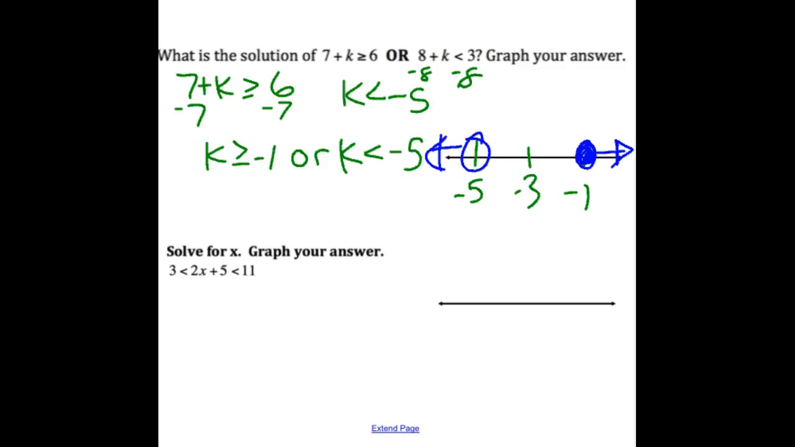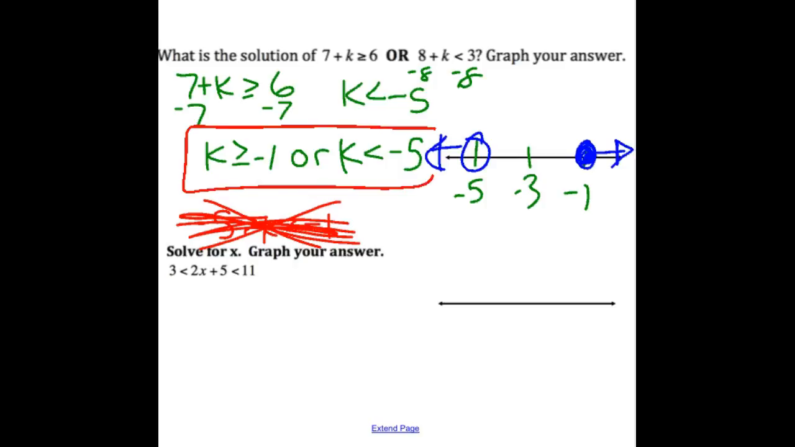All right, and so a major difference between an "and" compound inequality and an "or" compound inequality is that with an "and" you can collapse it and write it all as one statement. In an "or," I see a lot of kids try to say -5 is greater than k, which is less than -1. You can't combine an "or" inequality like that. They do have to be separated with that "or" word.